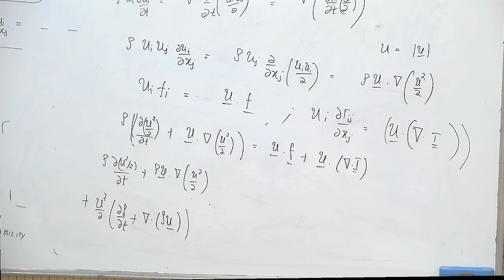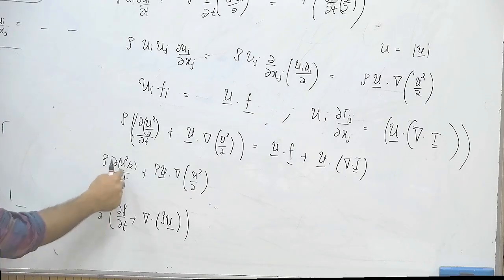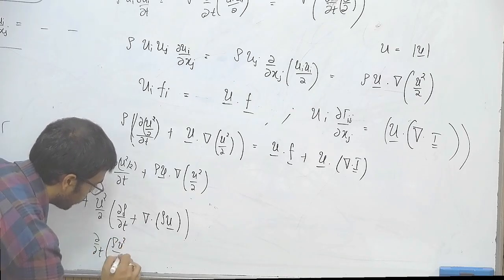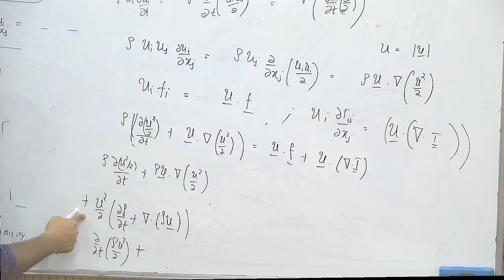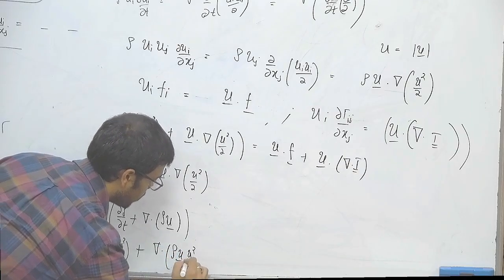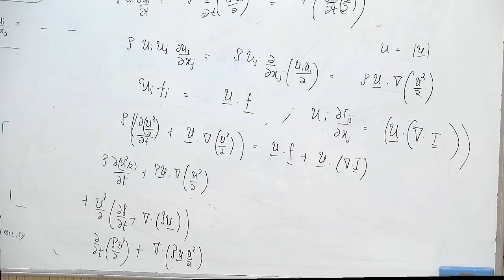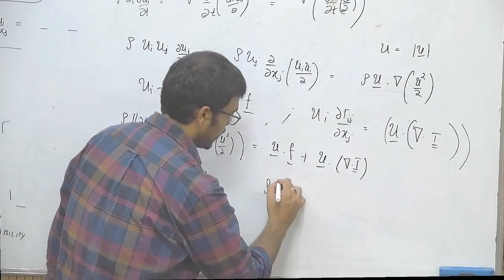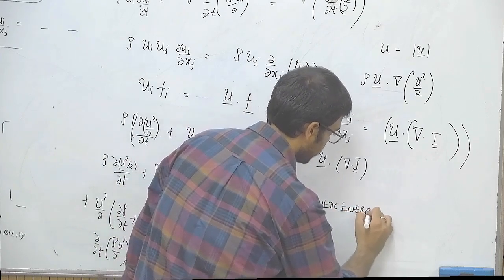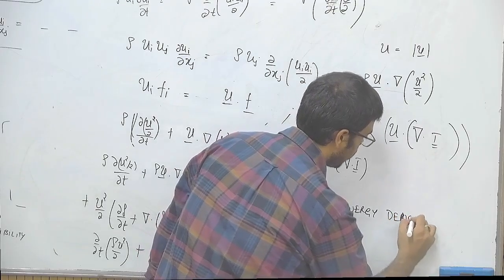All the derivatives combine together, because this term becomes rho del by del t of u square by 2, and here you have u square by 2 del rho by del t. So you get del by del t of rho u square by 2, and here we have a del dot rho u times u square by 2. Here we have a rho u dot del u square by 2, that becomes del dot of rho u u square by 2. And this rho u square by 2 is by definition our kinetic energy density, or particularly kinetic energy per unit volume.